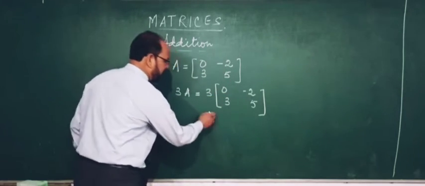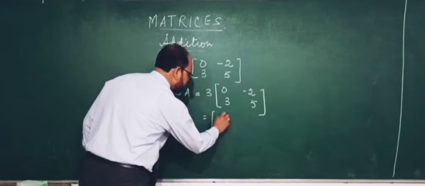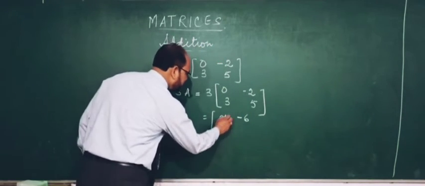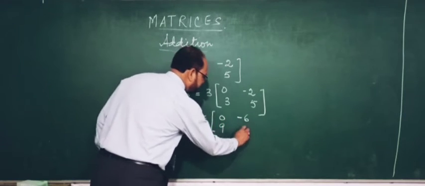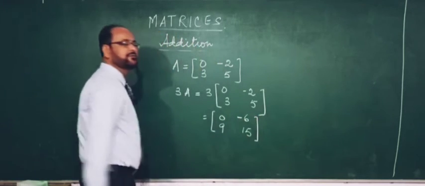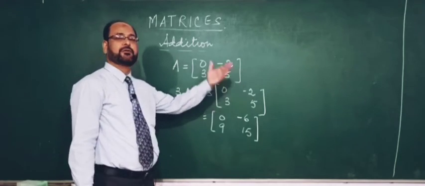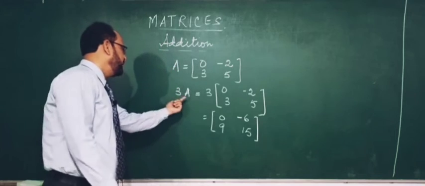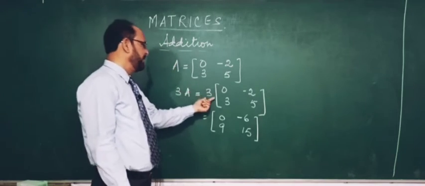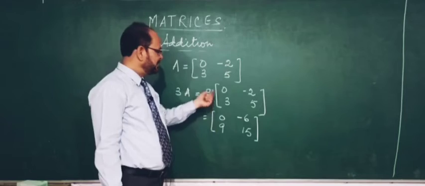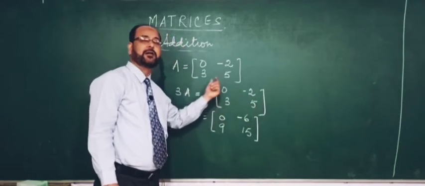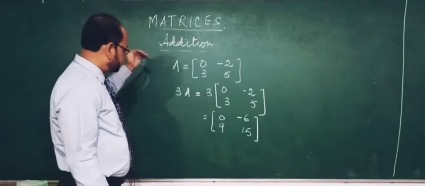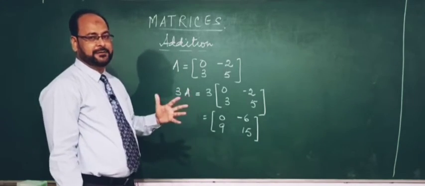So you will multiply 3 and 0, product will be 0; 3 and negative 2, product will be negative 6; 3 and 3, product will be 9; 3 and 5, product will be 15. So it's very easy to find the value of 3A if matrix A is given. In the same way, if you want to find 5A, we will write 5 here, and then you will multiply 5 in the given elements of this matrix A. So this is the way you will find the scalar product of any given matrix.